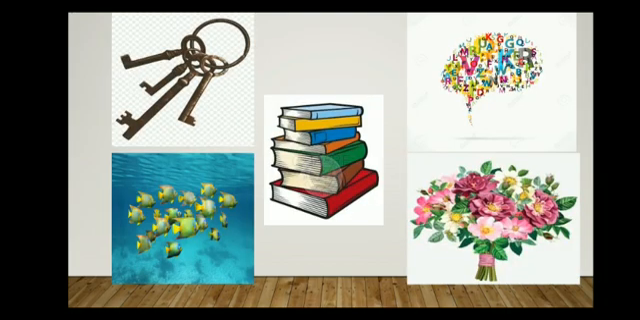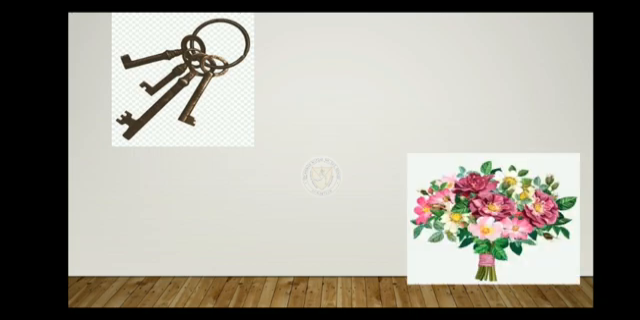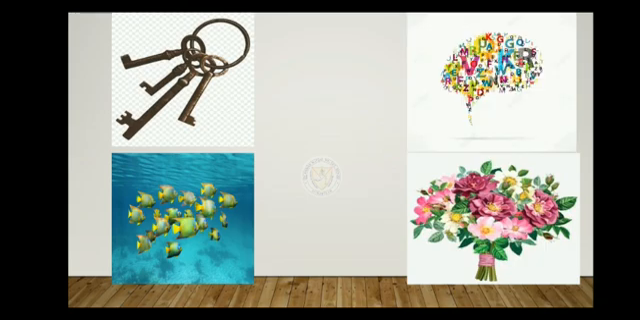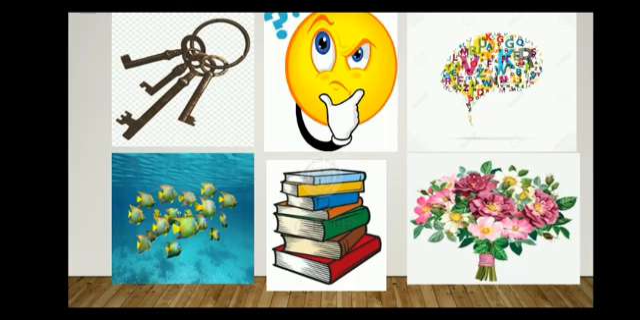Observe these pictures. Bunch of keys, bunch of flowers, school of fishes, group of words, pile of books. What do you think of these pictures? What is common in all these pictures? The one thing that is common in all these pictures is that in every picture there is a group of objects, right? In each picture there is a collection of objects.